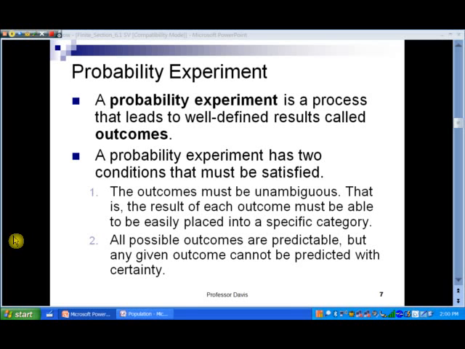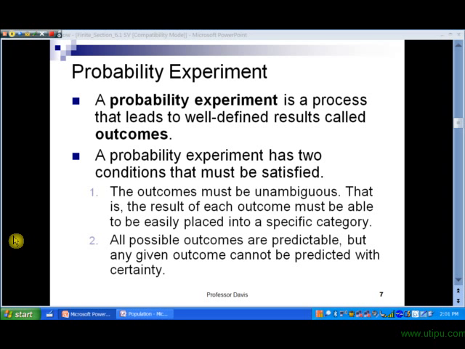Well, in the first part of section 6.1, we talked about the notion of probability and statistical inference. Now, in the second part here, let's talk about what we mean by a probability experiment. We can define a probability experiment as a process that leads to well-defined results called outcomes.